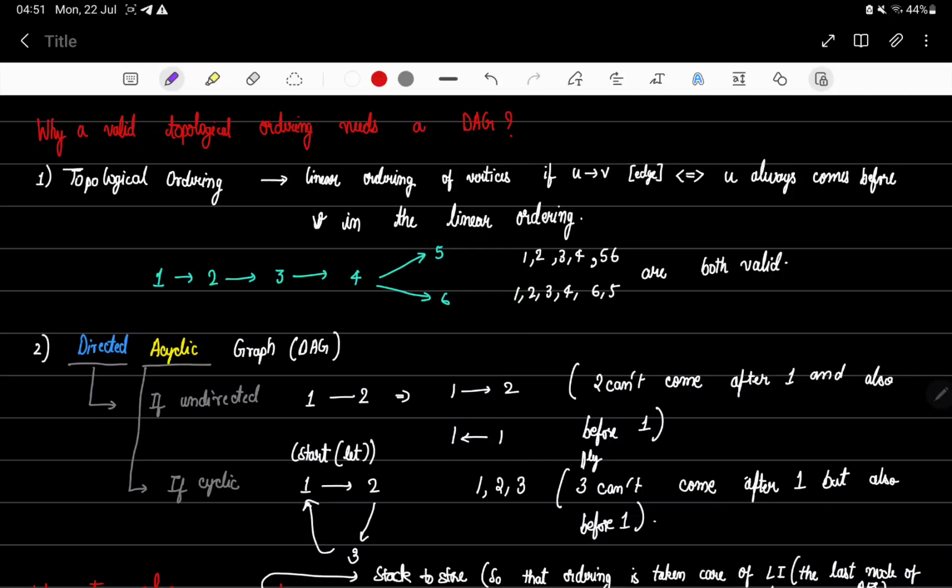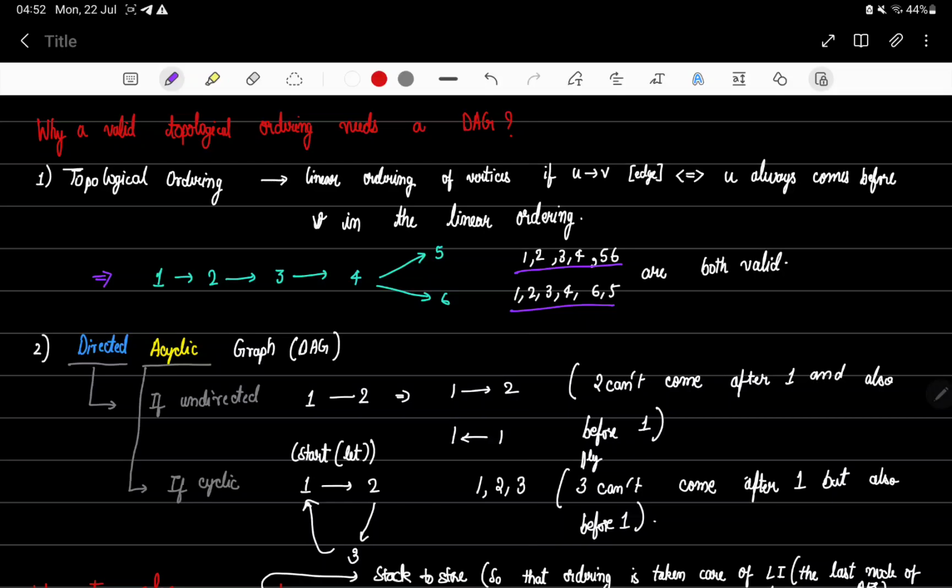So for example, if this is my graph over here, what I can say is both of these are valid, because at every point if we see 1 comes before 2, there was an edge between 1 and 2, 3 comes before 4, and 5 comes before 4. In our linear ordering also 5 comes before 4, such that this is the valid case.